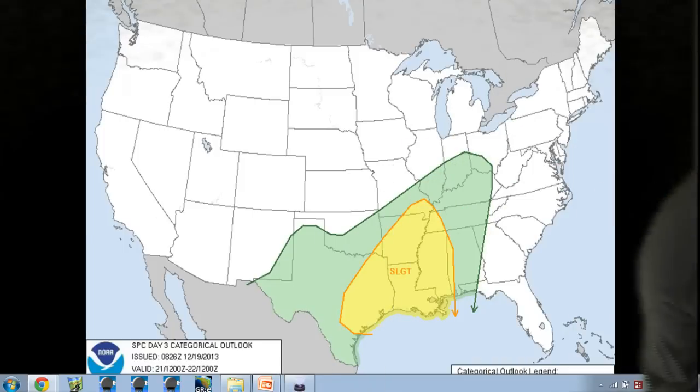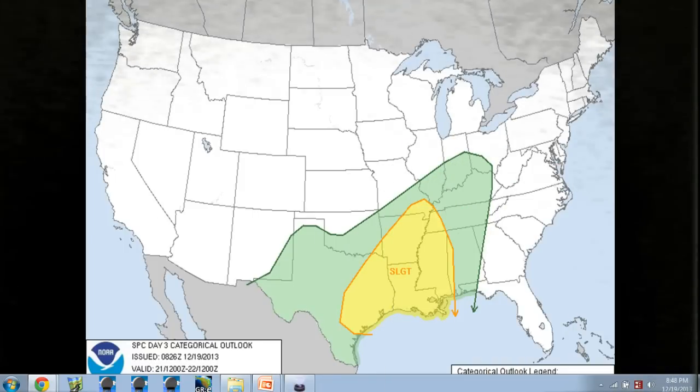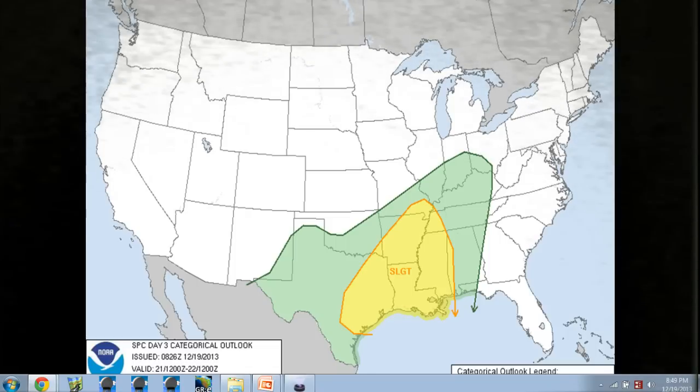If we get more instability and diurnal heating, I know Jackson's forecasting 78 degrees for Yazoo City. If that were to verify, I wouldn't even put it past them to potentially issue some type of high risk later on in the day Saturday. Supercells do start becoming the predominant storm mode.